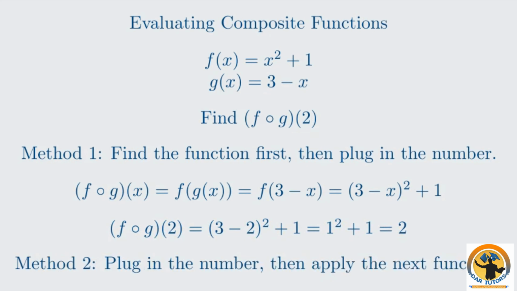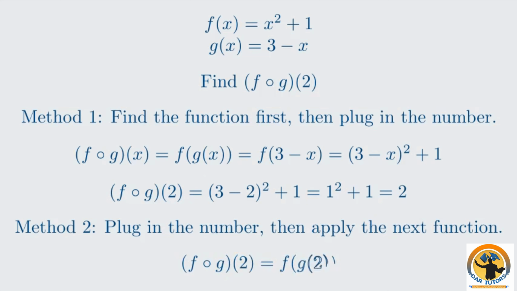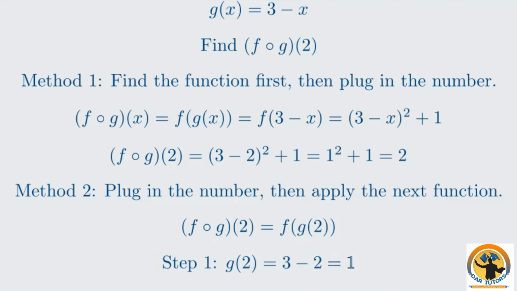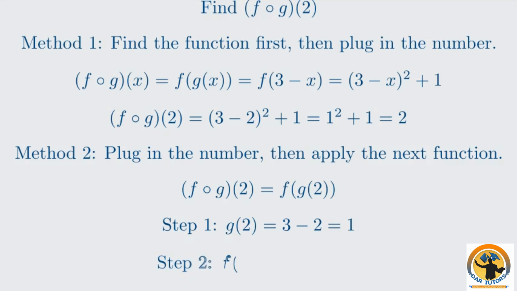Method 2 is often more efficient. We start by evaluating the inner function at the given number. For FOG(2), the inner function is g. So we calculate g of 2 first. g of 2 is 3 minus 2, which equals 1. Now we take this result, 1, and use it as the input for the outer function. So we calculate f of 1, which is 1 squared plus 1, also equaling 2.